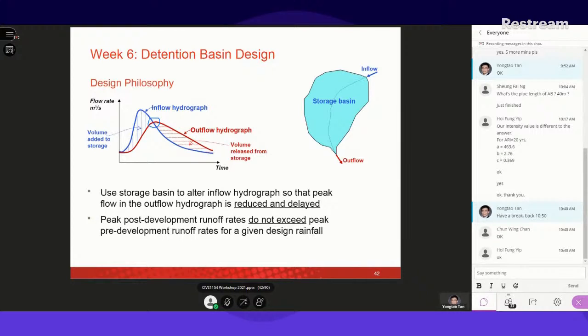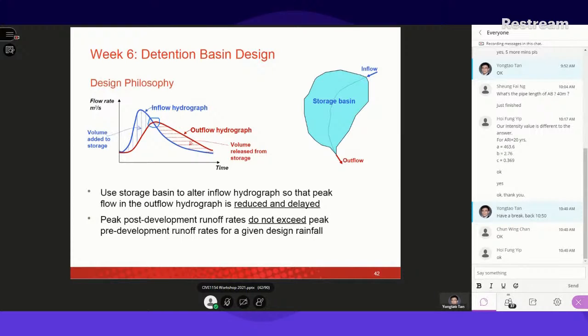But another question is here. How do we determine the size of the storage basin or the detention basin? Actually, the size of the detention basin can be determined by using the flow hydrographs, these two hydrographs, inflow and outflow. These two hydrographs show how much water is flowing in and out of an area over time. So the maximum volume of the temporary storage is used to determine the size of the detention basin.